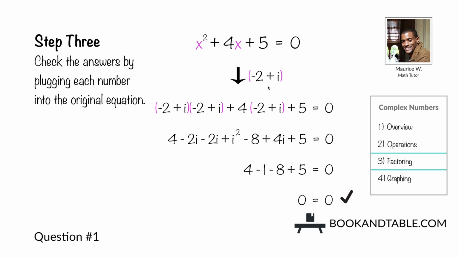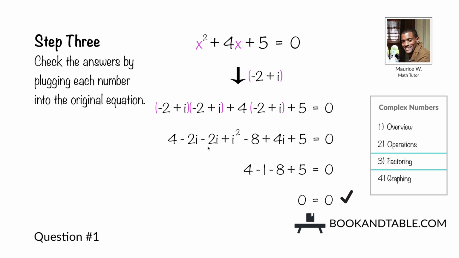And now we test our second potential value, negative 2 plus i. And we plug that in for x here and here, giving us negative 2 times negative 2, which is positive 4. Negative 2 times positive i is negative 2i. i times negative 2 is negative 2i. i times i is i squared. 4 times negative 2 is negative 8. 4 times i is 4i. Plus 5 is equal to 0.